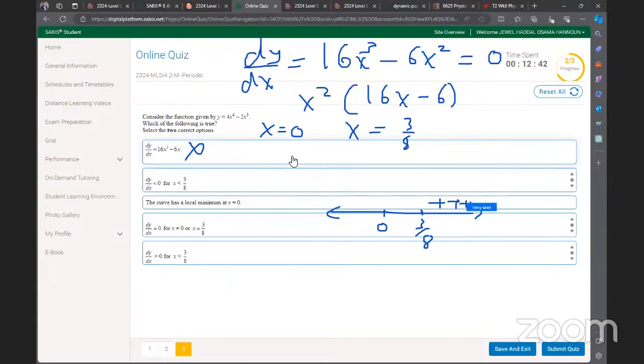A number between 0 and 3 over 8 will be 1 over 8. Someone please do it for me here. I'll substitute every x here by 1 over 8 and tell me if the answer will be positive or negative. I don't care about the number itself. I just care about the sign.